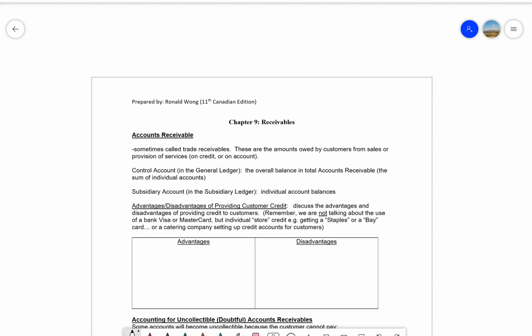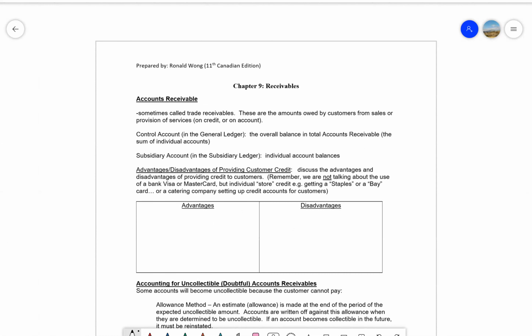Welcome to the Chapter 9 tutorial on receivables. In Chapter 9, we're first going to look at accounts receivable. And we learned that an accounts receivable is basically an amount that our customer owes us for services or products that we've already provided them.